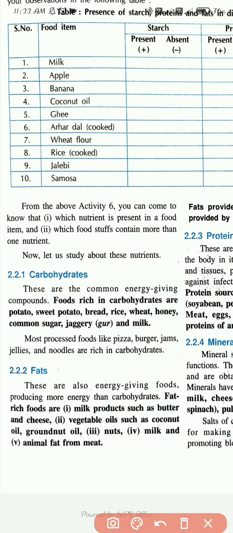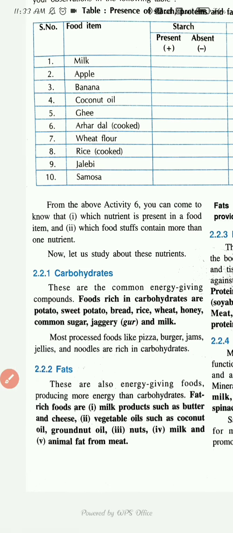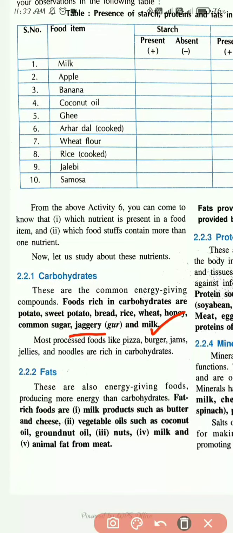So food rich in carbohydrates. Where do we get more carbohydrates? There are many foods. What are the examples? Like potato. When you eat potato, you will find that there are lots of carbohydrates. Then sweet potato, bread, rice, wheat, honey, common sugar, jaggery, which is also known as gur, and milk. These are the food items which possess lots of carbohydrates. And carbohydrates give what? Energy. Underline the first line: these are the common energy giving compounds.